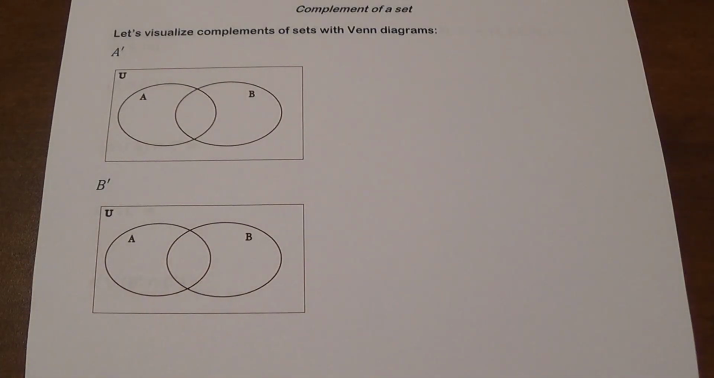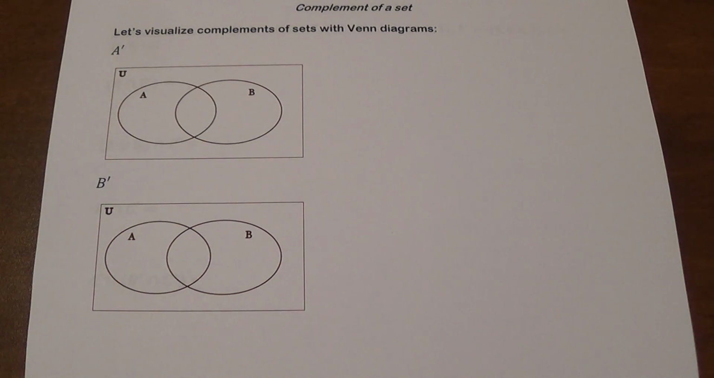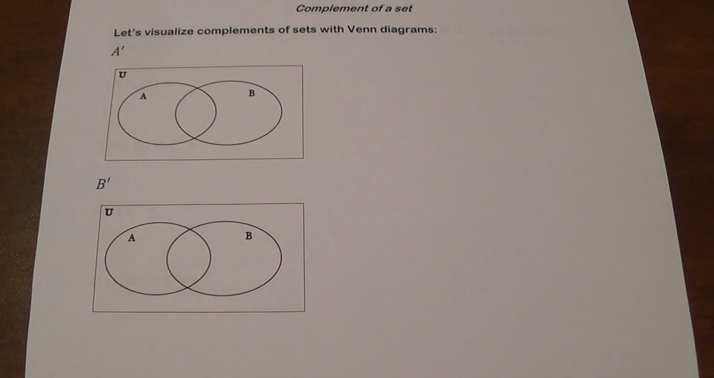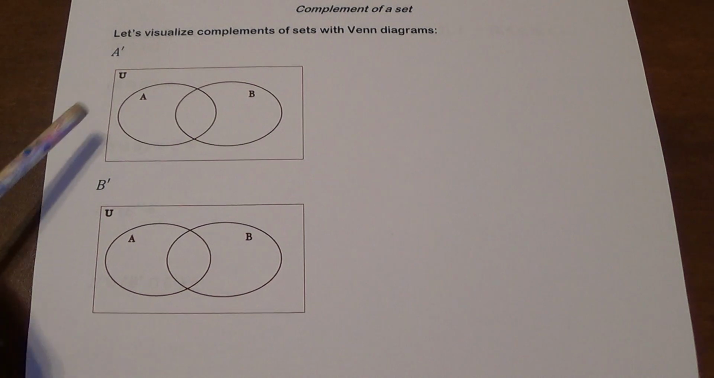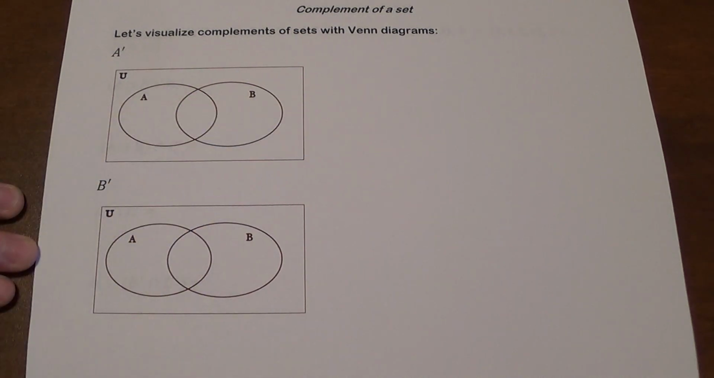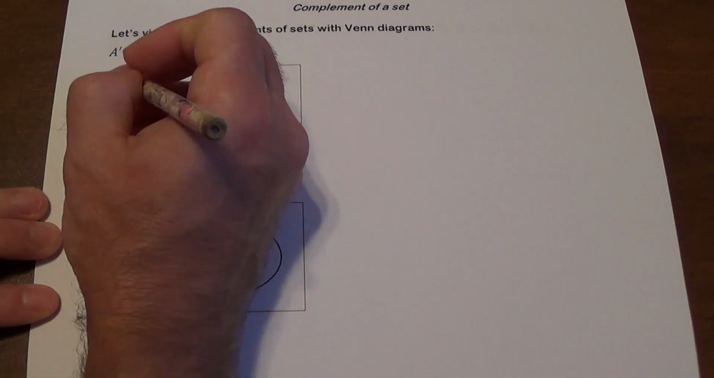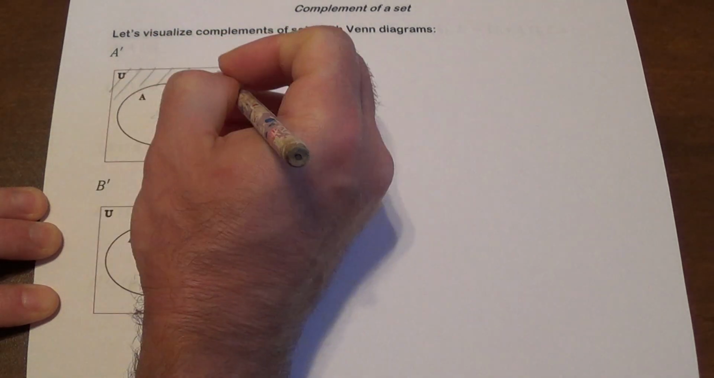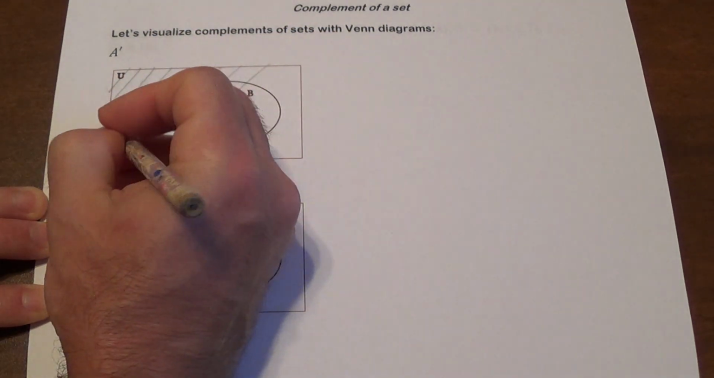What I want to do now is help you visualize what the complement of a set looks like. In this case you have a universal set and then 2 sets, A and B, or you can have more than that, but it's not the case here. So what's a complement? It's all the elements from the universal set that are not in A. So when we shade this, we're going to shade everything except what's contained in A.